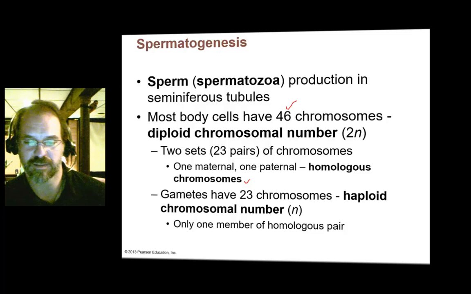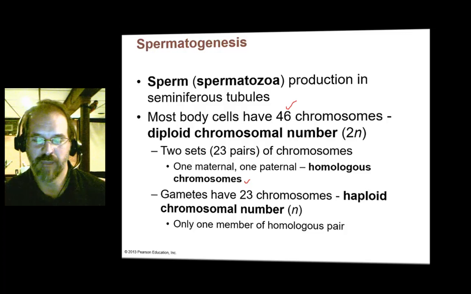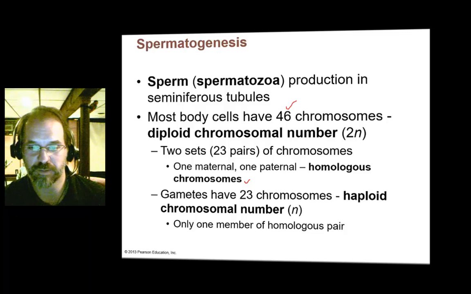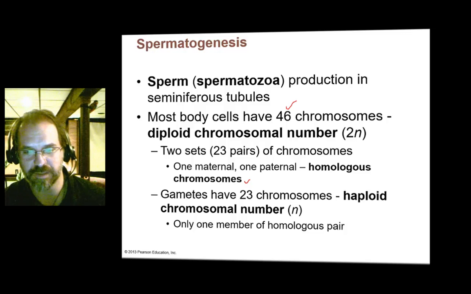Pair 23 are the sex chromosomes, which, if it's a female, are 2 X chromosomes, which are actually quite large. And if it's a male, it's an X and a Y, which is actually a non-homologous pair. But that's the only exception to that rule. Gametes are unique. Remember, those are the sex cells, ovum or sperm. They're unique in that they only have 23 chromosomes.